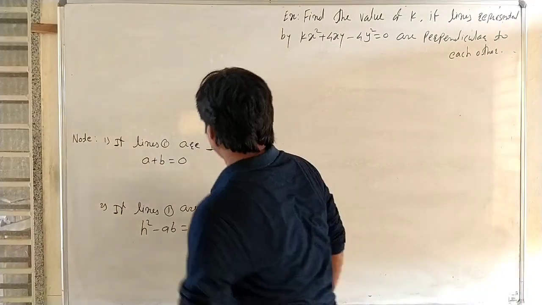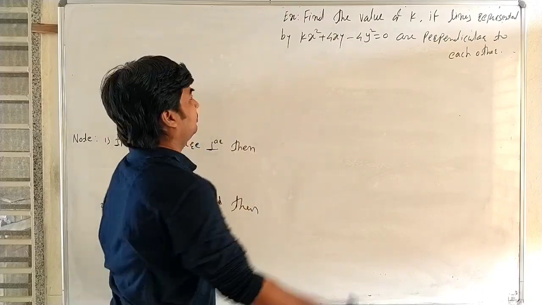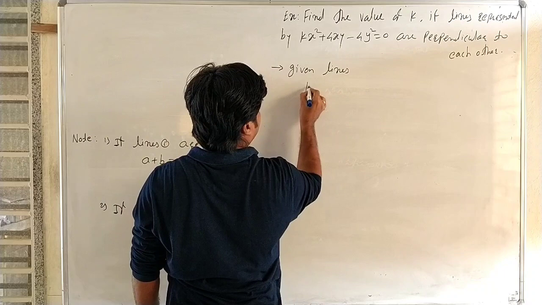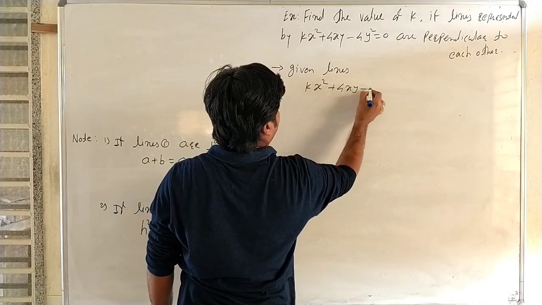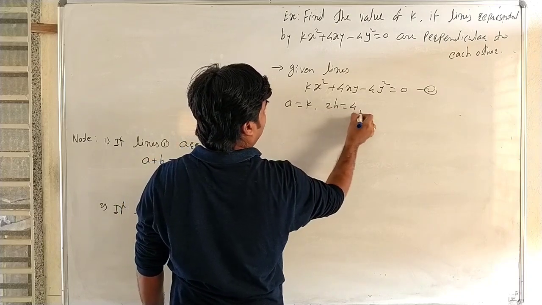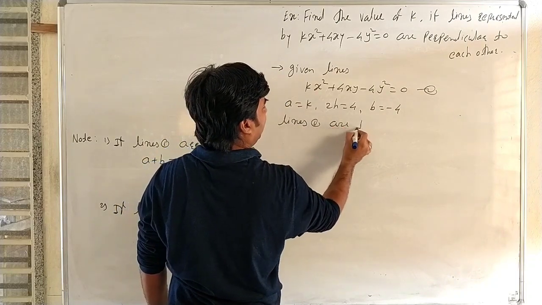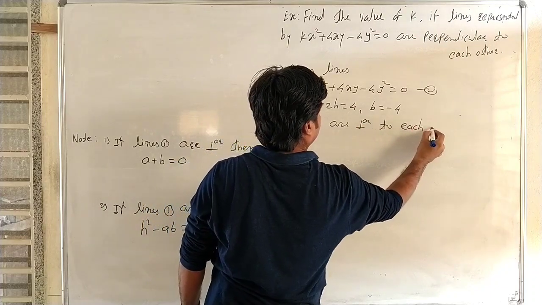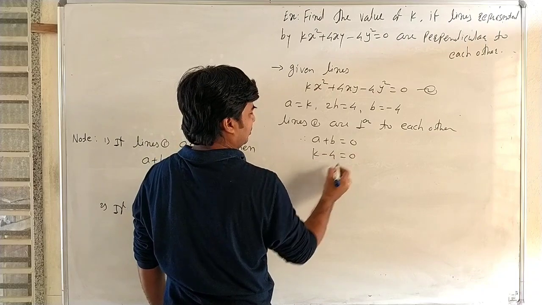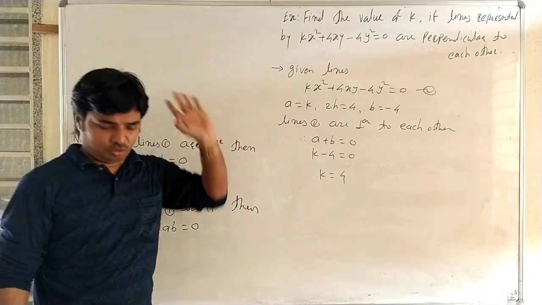Okay. Again, same example: lines are perpendicular to each other, that means a plus b equal to 0, that is k plus minus 4, that is k minus 4 equal to 0, and therefore k is equal to 4. Here, given lines kx square plus 4xy minus 4y square equal to 0, therefore a is equal to k, 2h is equal to 4 and b is equal to minus 4. Here lines are perpendicular to each other, therefore a plus b equal to 0, that is k minus 4 equal to 0 and k is equal to 4. Okay, it is the value of k. It is asked for 1 mark, or in objective it is 2 marks.